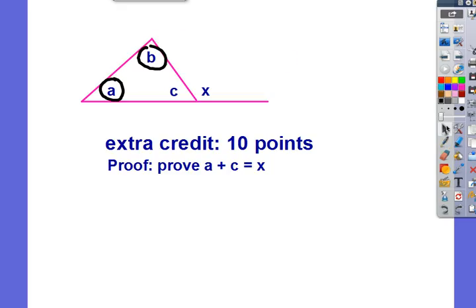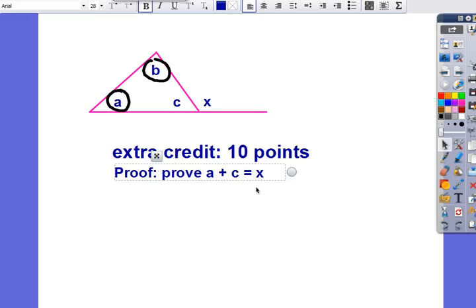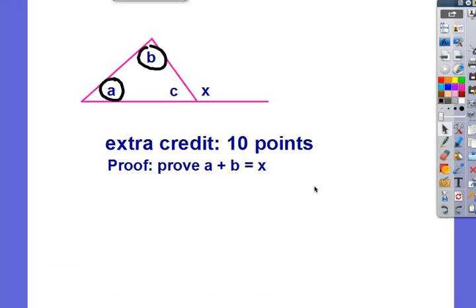Watch this. This is going to be amazing. I messed up. But look, oh my gosh, how is this happening? How is Levine doing this? It's crazy. Prove that A plus B equals X.